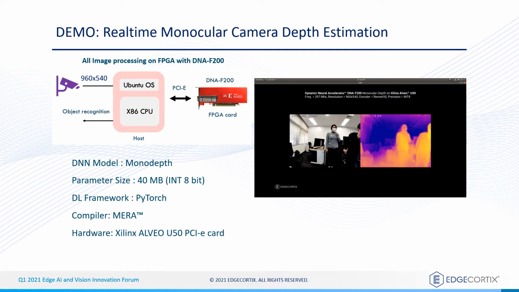Here, we have a demo of depth estimation using input from a monocular camera. The model used is called MonoDepth with 40 megabytes of model parameters post-quantization, making it a fairly large model which will not fit on the FPGA on-chip memory. Now, let's start the video.